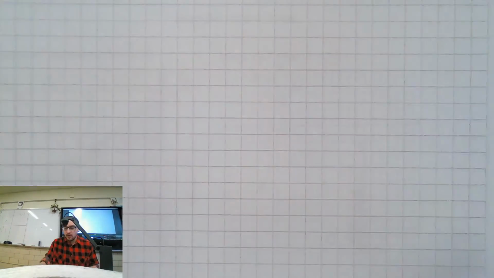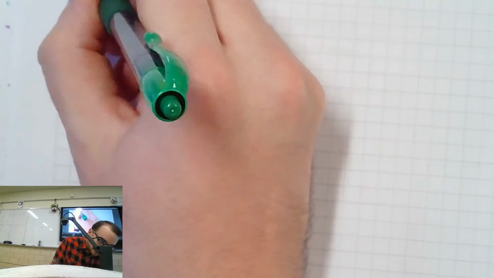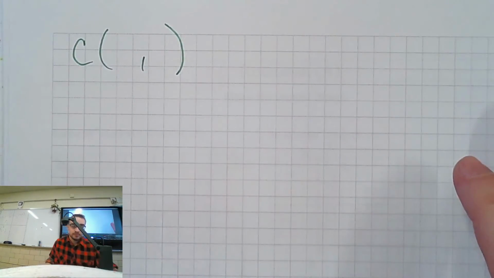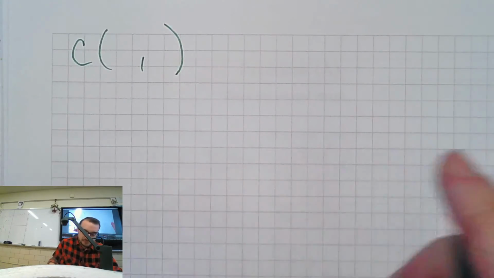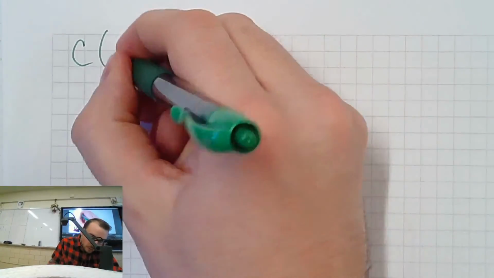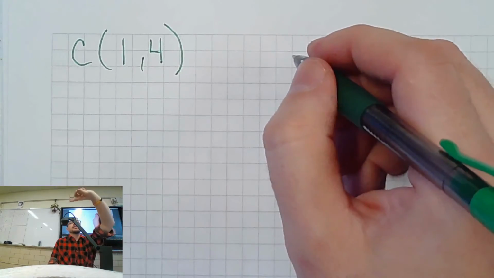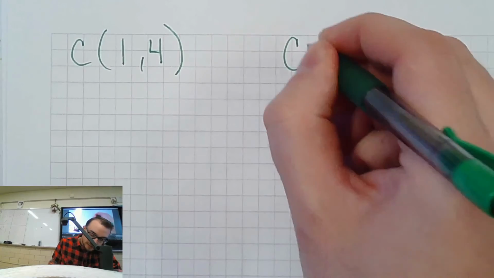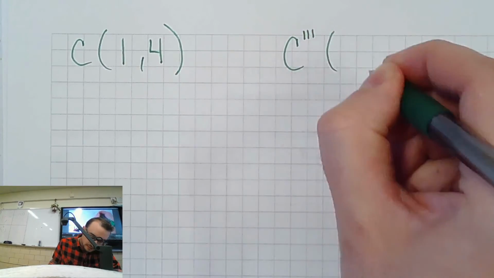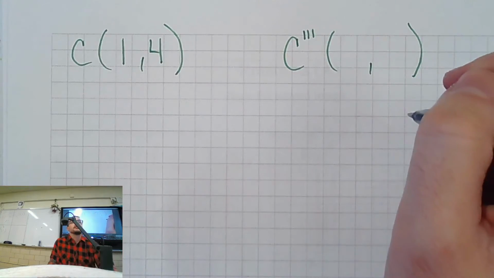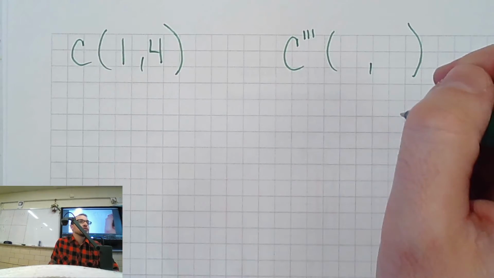Okay. So, somebody that's helping me out here, tell me what C's coordinates are for number 2. C. It's okay. 1, 4. When we got the rotation, C prime, what is its coordinates? I'm calling it triple prime. I'll show you why in a second. What were the coordinates that we just found for C prime?